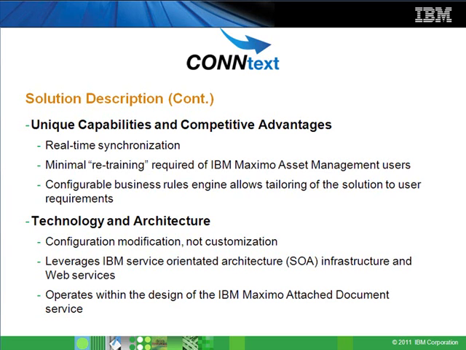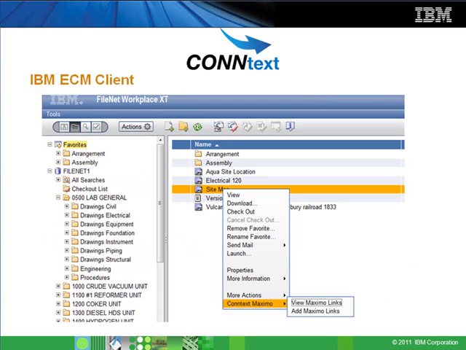There are no special keystrokes or screens to be learned for the users. It operates completely inside the existing design of that service. So here we're looking at a screenshot of how Conntext is presented within the ECM client. It launches inside a workplace, and the only place that it shows up is the highlighted Conntext Maximo tabs down there at the bottom, and it operates on the discrete document level.